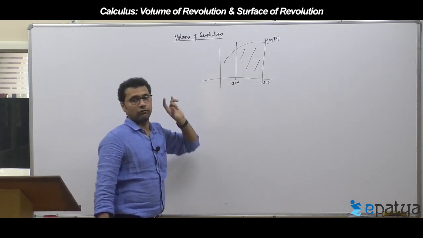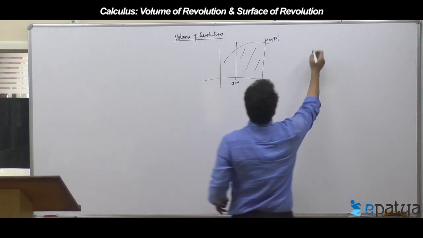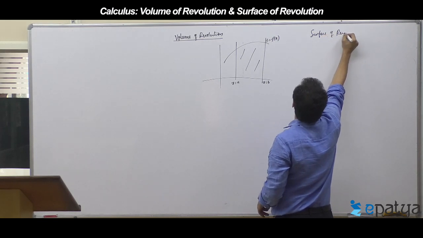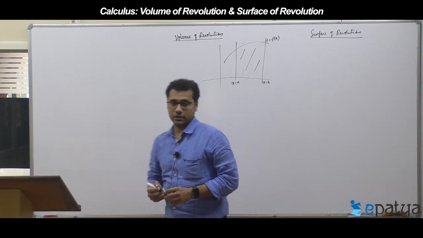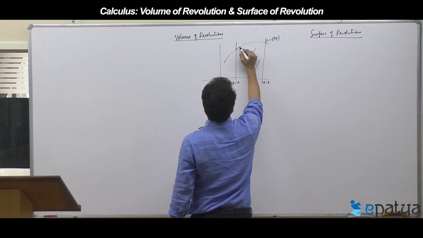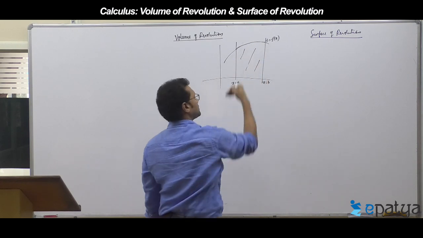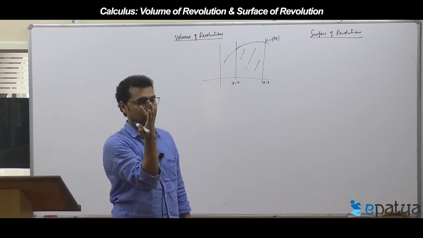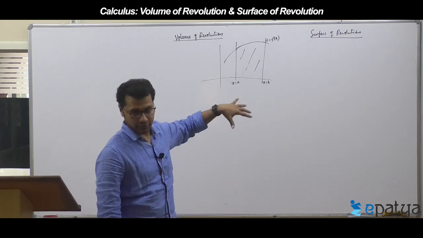What would be that volume of revolution? That is one question. Second would be, what is surface of revolution? Surface of revolution means, for this area, I have a surface here. Only for this surface I'm talking. If this surface is revolved about the x-axis, it gives us another three-dimensional surface, a curved surface. What would be the surface area of revolution of that surface?